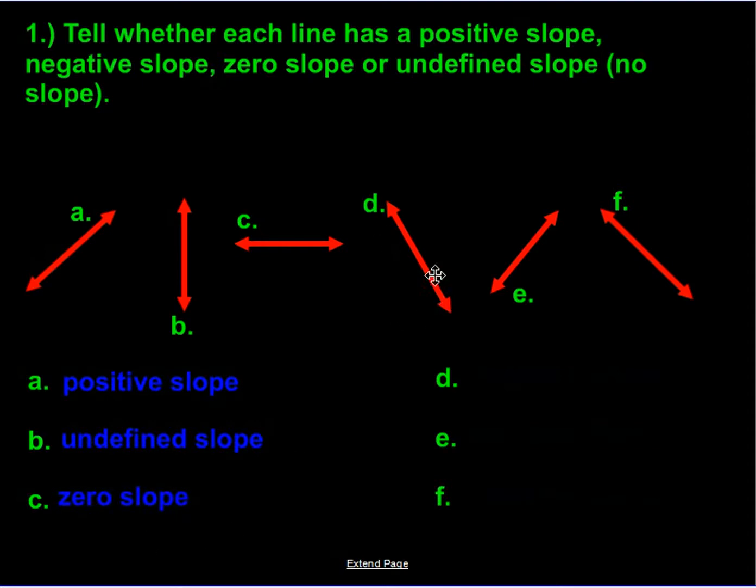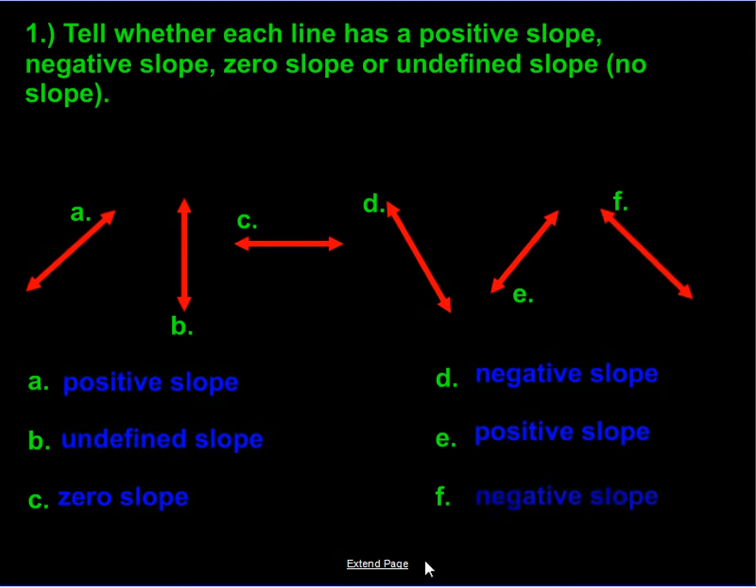You look at D, D is kind of the opposite of A. It's diagonal but leaning to the left. So if A is positive, then D is negative. So that's a negative slope. E is similar to A, leaning to the right, diagonal, so it's going to be a positive slope. And F is similar to D in that it's leaning to the left, diagonally, so it has a negative slope.